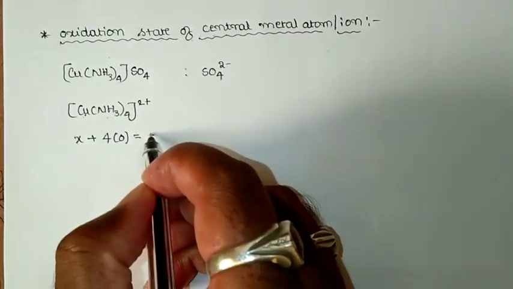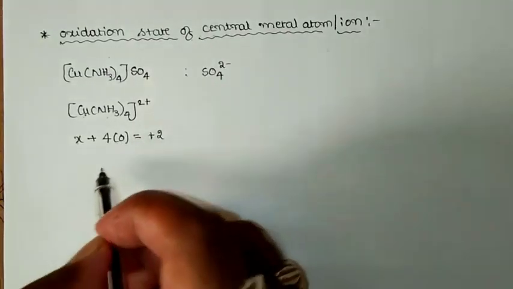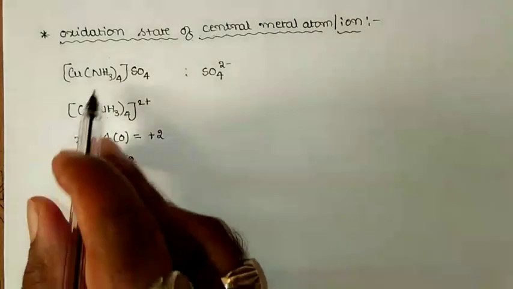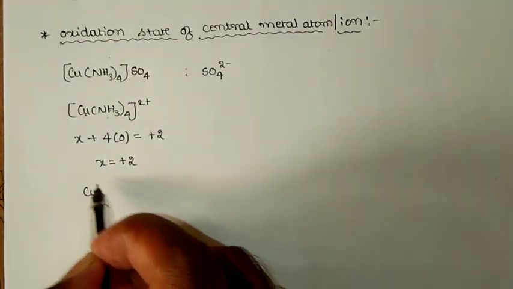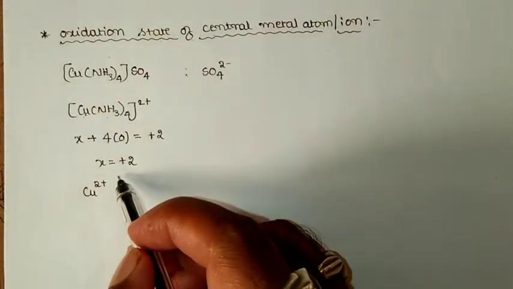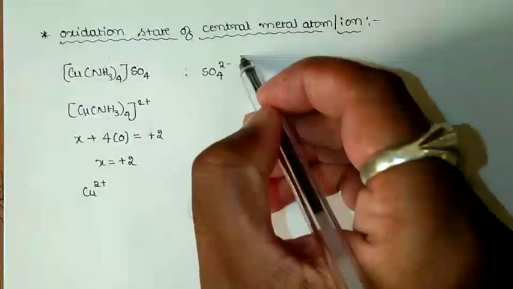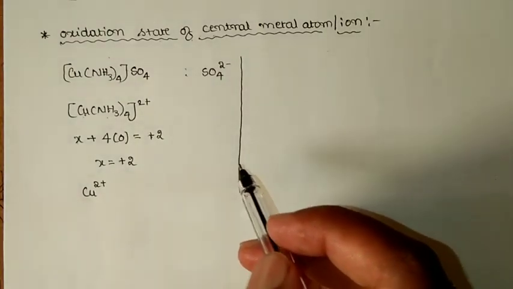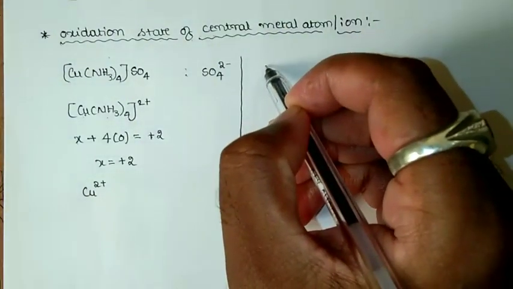Then the charge present is plus 2, so X will become plus 2. That means in this complex, copper is existing in 2+ oxidation state. So this is the way we can easily find out the oxidation state of the central metal ion. Let us consider one more.